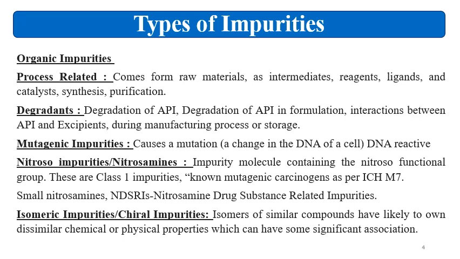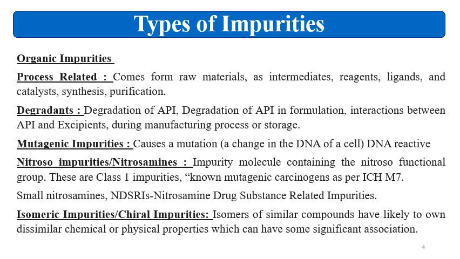Then nitroso impurities and the nitrosamines. These are also organic impurities, and the organic impurity molecule containing the nitroso functional group is referred to as a nitrosamine. These are class 1 impurities, known mutagenic carcinogens as per ICH M7. So nitrosamines are the mutagenic impurities which are referred to as class 1 impurities. Now these nitrosamine impurities can also be categorized as small nitrosamines and the NDSRIs, nitrosamine drug substance related impurities, which we are going to see in the next slides.